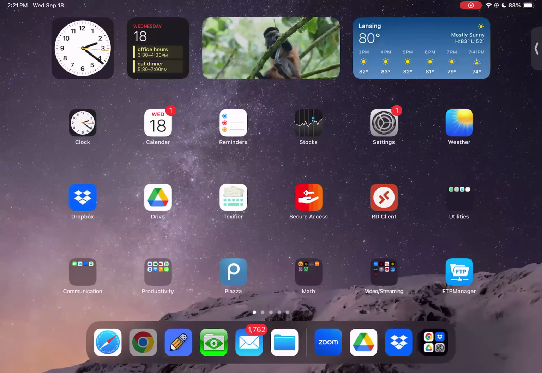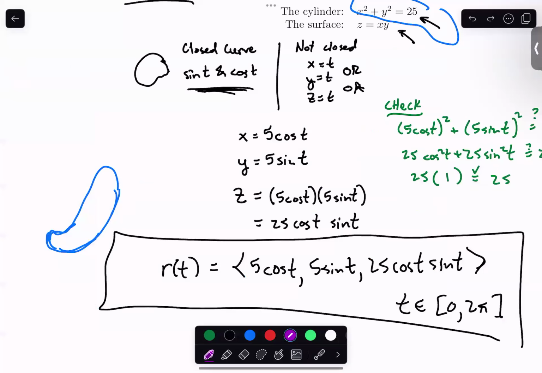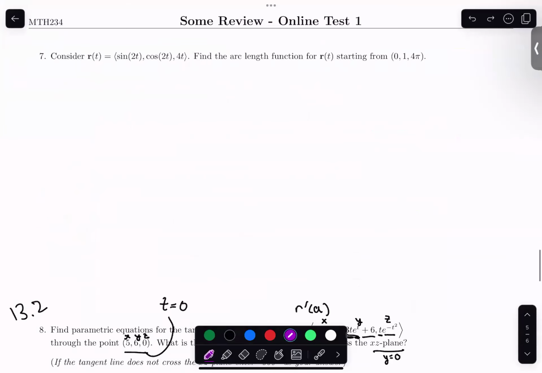All right, let's jump back here. And we did 8 and we did 6. So it looks like 7 and 10 are currently tied at 15 votes each. So why don't we do those, 7 and 10, and then we can come back here again. So 7, right in between here.